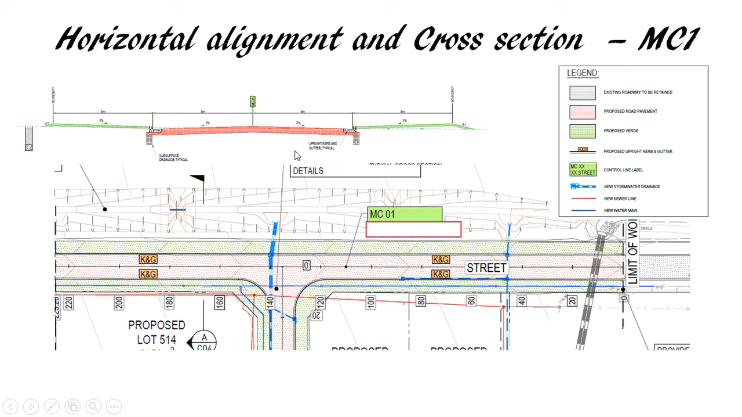Road pavement is in pink, the green is a verge here. MC1 is the center line, with curb and gutter on both sides. The total width of the carriageway is 10 meter. MC1 is the center line of the road. The legend is also provided.